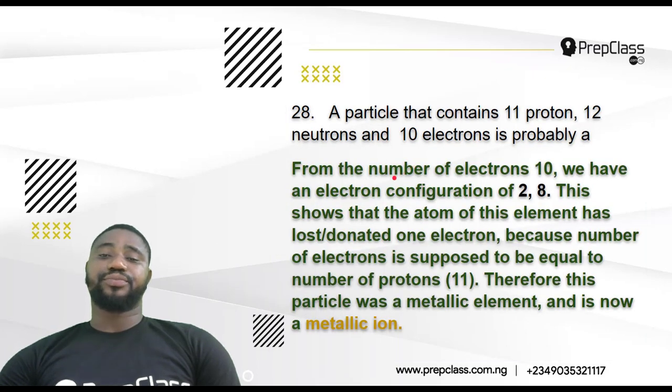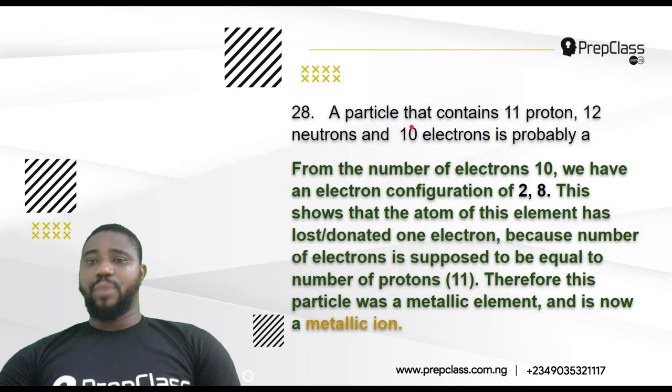Let's see. Now, we use the number of electrons, which is 10, to determine the property of that element, because that will give us the electronic configuration. From the number of electrons, which is 10, we have an electronic configuration of 2,8. What does that mean? First shell, 2 electrons. Second shell, 8 electrons. So we have an electronic configuration of 2,8.